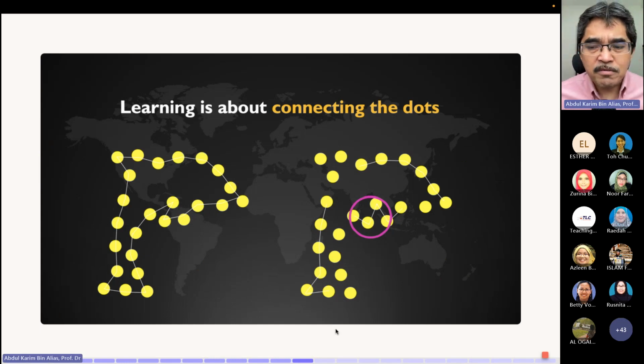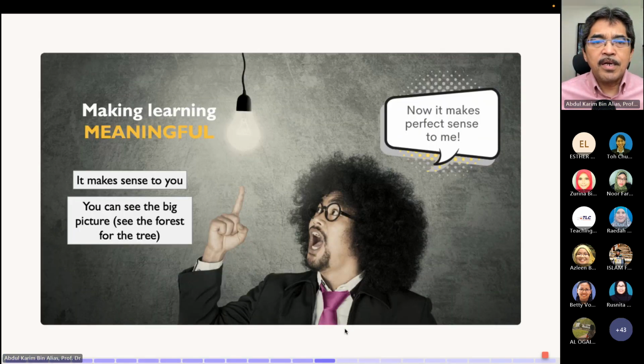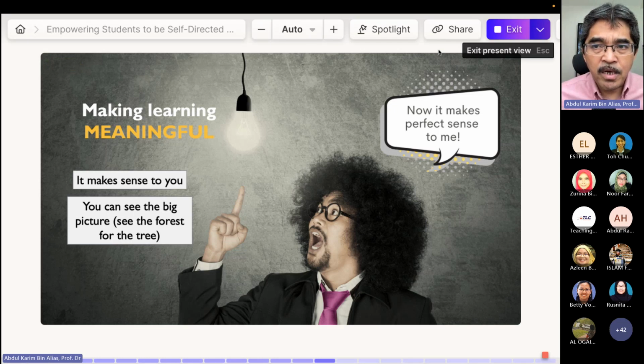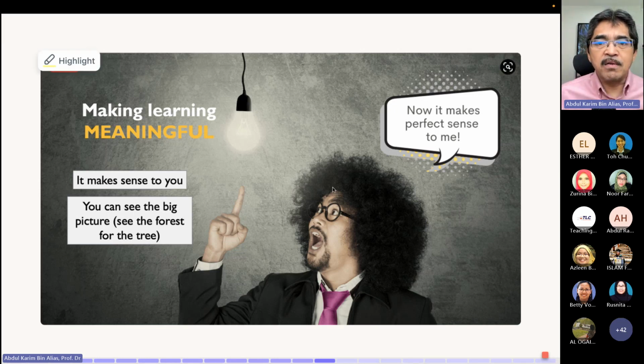So learning is about connecting the dots. Making learning meaningful is our aim, and everyone should strive for this. So that at the end of the course, at the end of the lesson, at the end of this session today, why we are talking about students' self-directed learning, self-directed learners, now I hope it makes sense to you why this is important. You can see the big picture, see the forest for the trees, meaning see the big picture rather than only looking at the micro level.